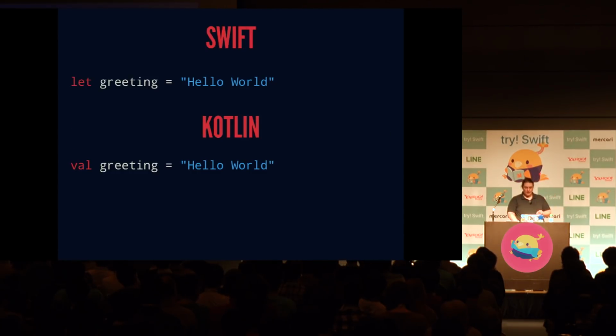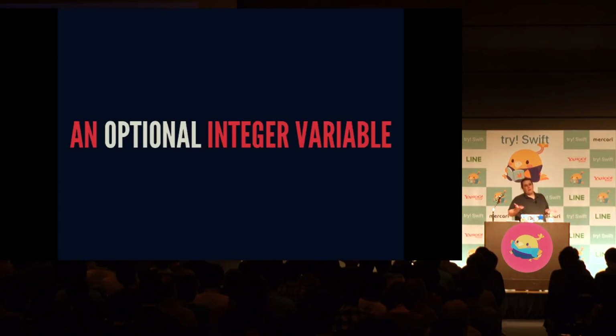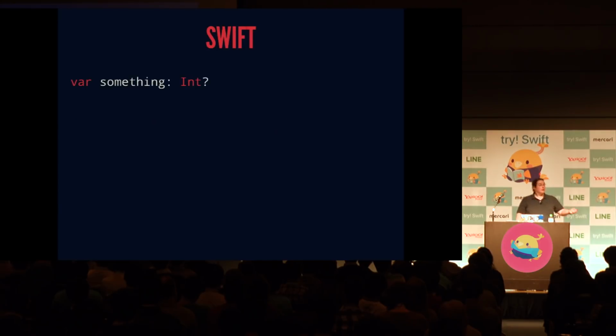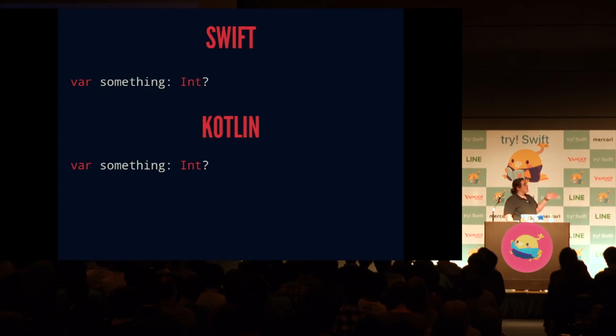Now, how about declaring something that may or may not be there, but if it is, it will be an integer, an optional integer variable. Again, pretty familiar Swift syntax, and this time even better, the Kotlin equivalent of this is exactly identical. Like Swift, Kotlin brings native support for optionality to a major platform for creating mobile applications.